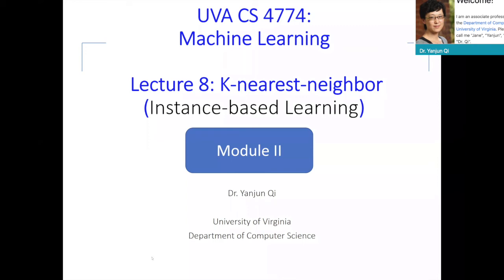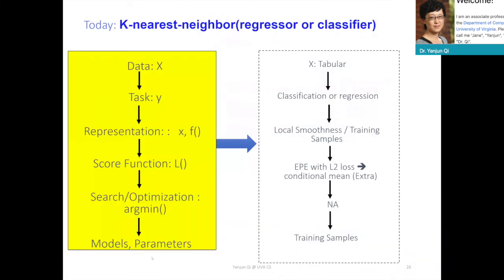So this is lecture 8, module 2. In the last module we talked about the basics of k-nearest neighbors, and now I'm going to generalize from just k-nearest neighbor to a little bit more, called instance-based learning. In k-nearest neighbor, the basic assumption is local smoothness, and we're using the training sample as our model.